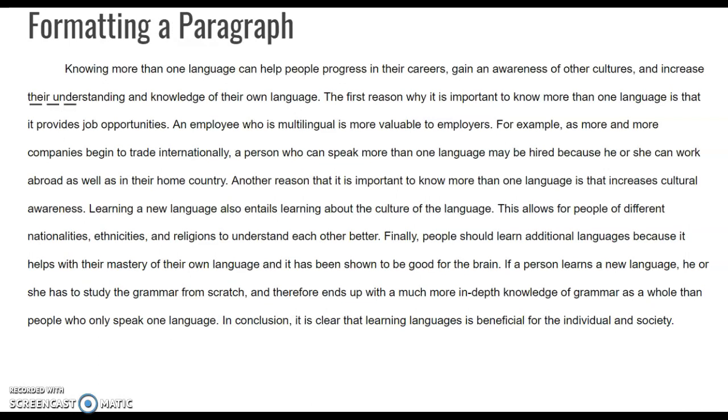Let's talk a little bit about formatting a paragraph. The most important part of formatting a paragraph is the indentation. The indentation is this little space that we put at the beginning of the first sentence of the paragraph. So anytime you write a paragraph, whether it's writing by hand or typing it, you always have this little indentation here. Also, make sure that when you type your paragraph and when you handwrite your paragraph, you skip lines.